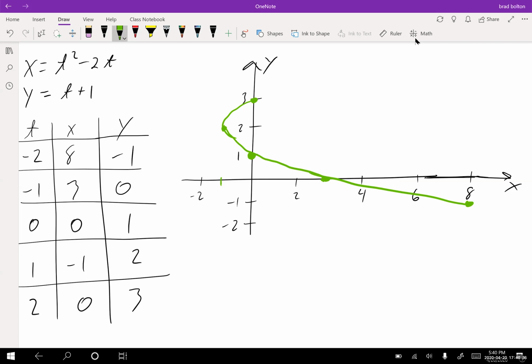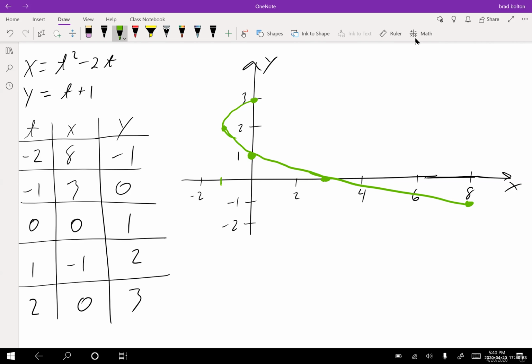Now notice I didn't draw arrows to say this goes on forever, because this is just the particular window I decided to look at. So in this location, it kind of looks like a partial parabola.